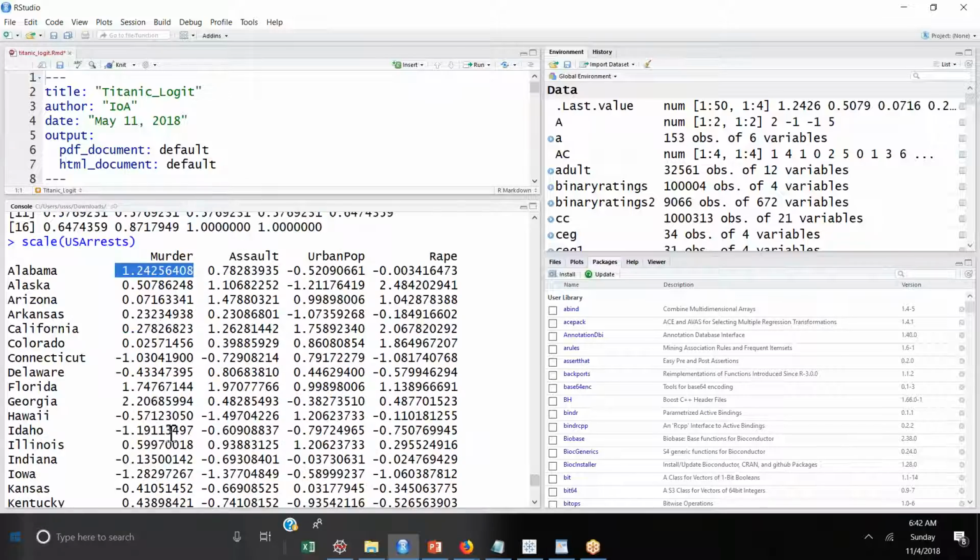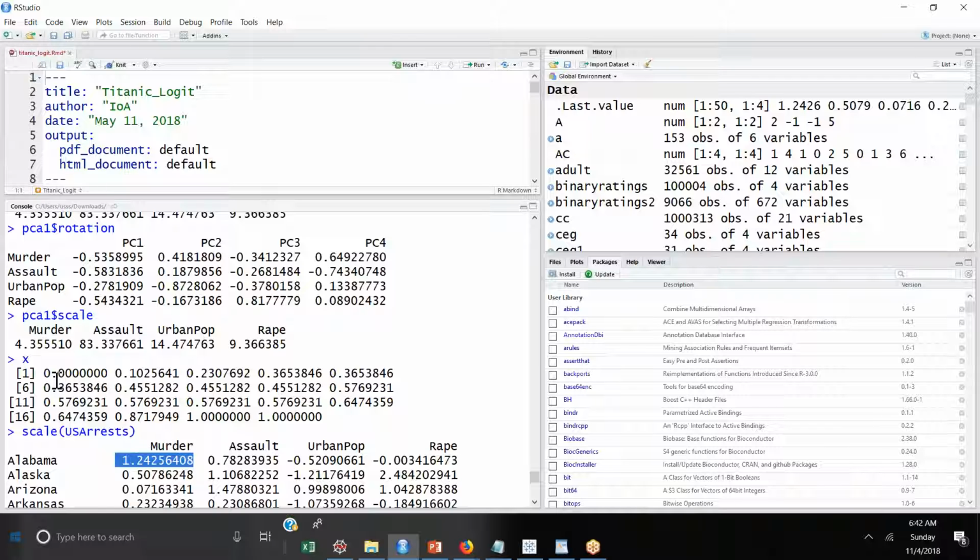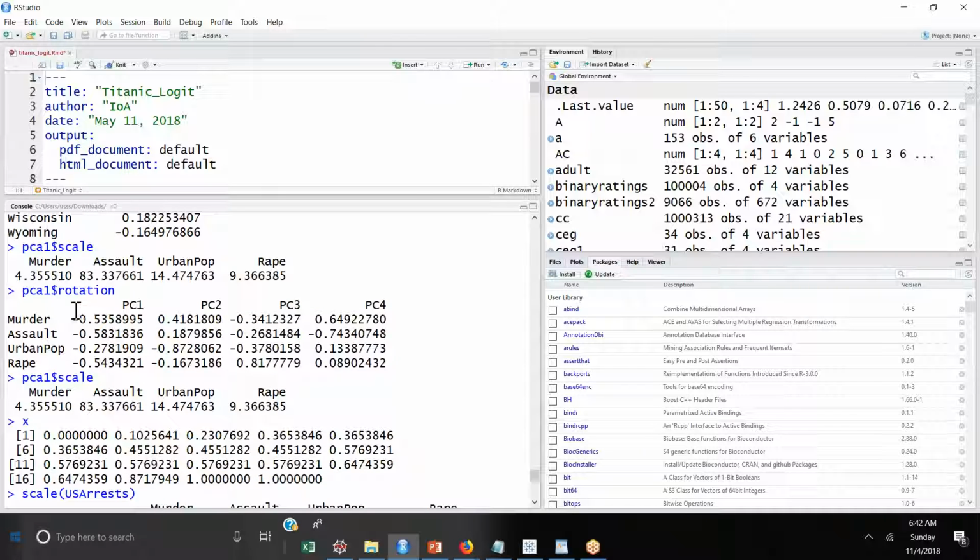Now, that's the scaled data. These are the axes, the rotation. PCA1 is the one I'm talking about. The package used is prcomp. And rotation refers to this: this is the first axis, the best axis. Second best axis is this. Third best axis is this. Fourth best axis is this.